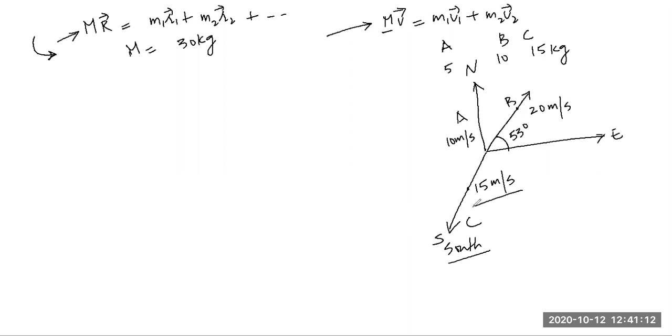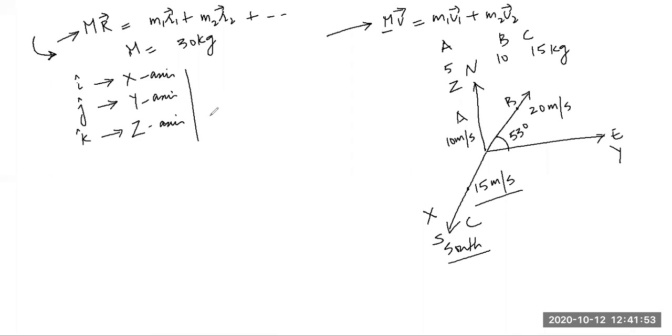So we might as well take the x-axis along south, the y-axis along this, and obviously the z-axis along north. You can take any choice, you will get the same answer. Okay, so obviously now students, i cap vector is always along the x-axis, j cap unit vector shows the direction of the y-axis, and k cap vector shows the direction of the z-axis. Am I right?